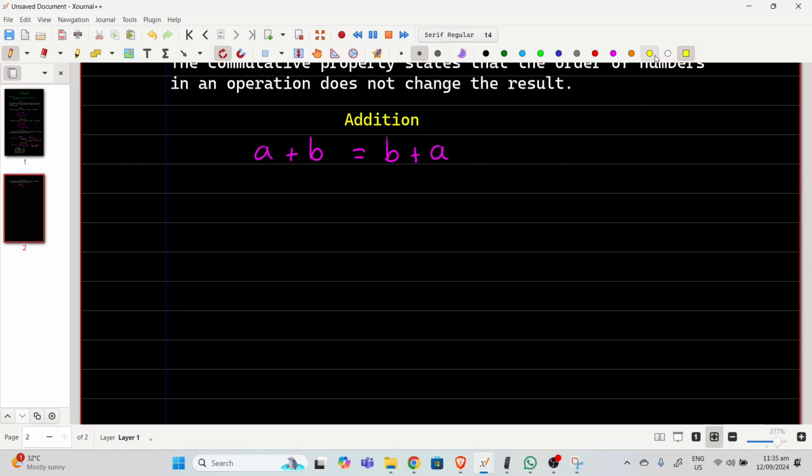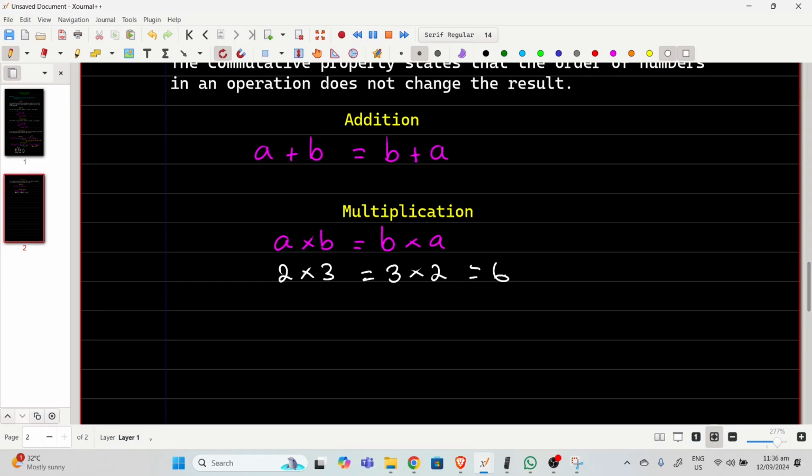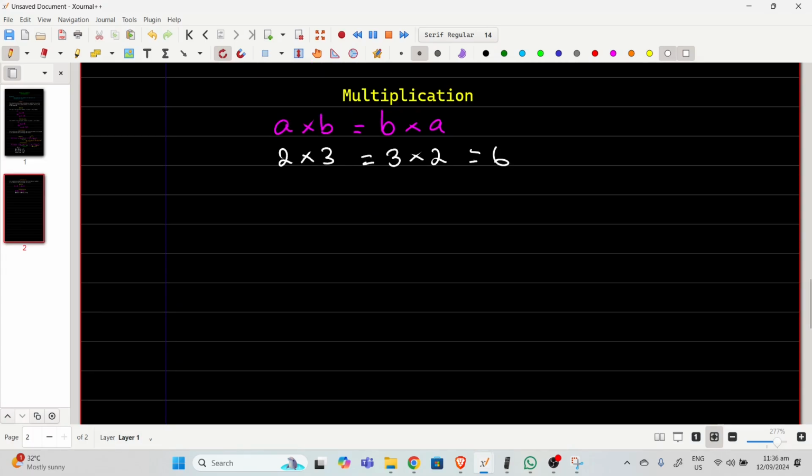Similarly, it has the same effect for multiplication. If multiplication is commutative, which it is, then A times B is the same as B times A. You can think about this in terms of 2 times 3. 2 times 3 is the same as 3 times 2, which is 6. You're getting 6 both ways. All right, so that's the commutative property.